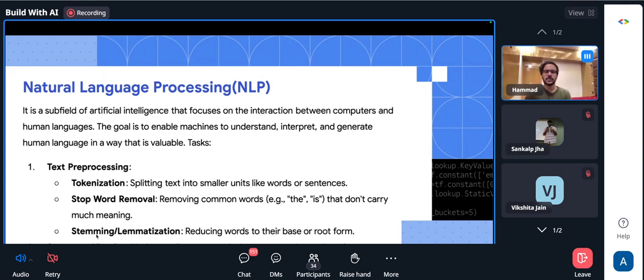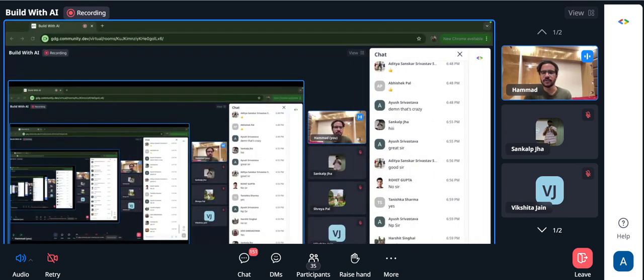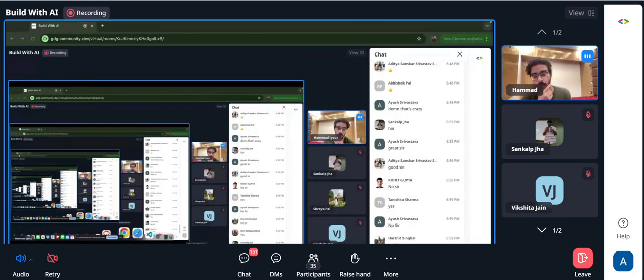And then we have stemming or lemmatization. Stemming involves reducing words to their base form. Like we can reduce goes to go, or going can be reduced to go. Then the next step is syntax and parsing, understanding the grammatical structure and meaning of the sentence through syntactic parsing. Okay, till now, does anyone have any doubt? You can write in the chat box.